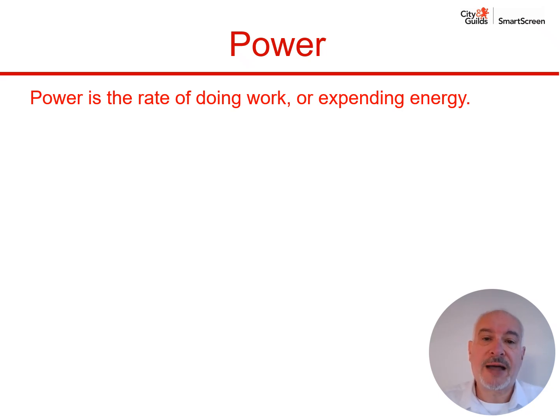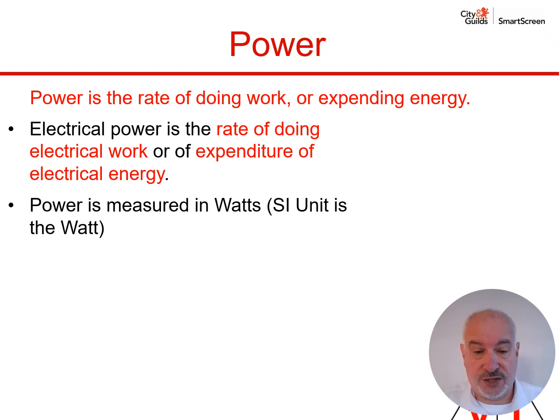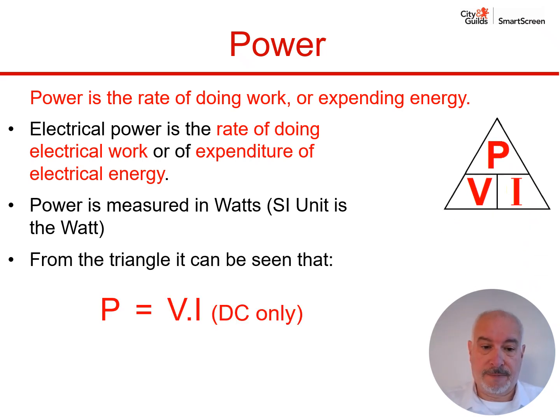So we've previously said that power is the rate of doing work or expending energy, and therefore electrical power is the rate of doing electrical work or of expenditure of electrical energy. And the unit of power is the watt. And we learnt this formula, P equals VI. And we said that it only applies to DC circuits, that is direct current circuits, where the current flows only in one direction. In AC circuits, alternating current, this formula doesn't strictly apply, but we will learn more about that in future videos.